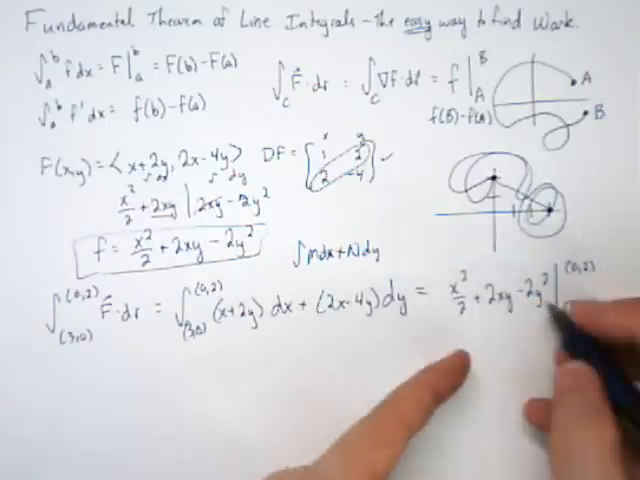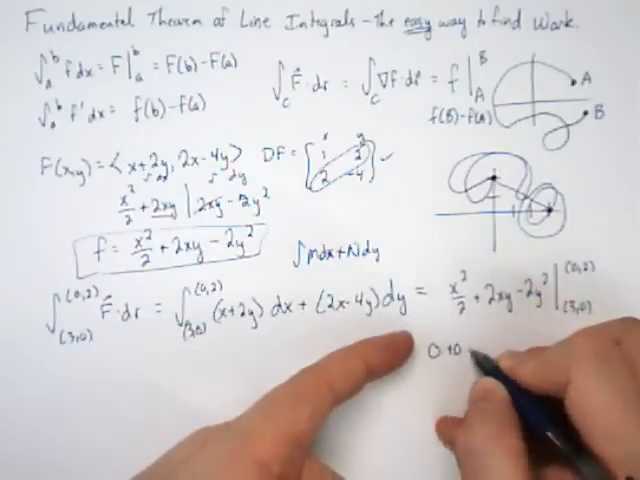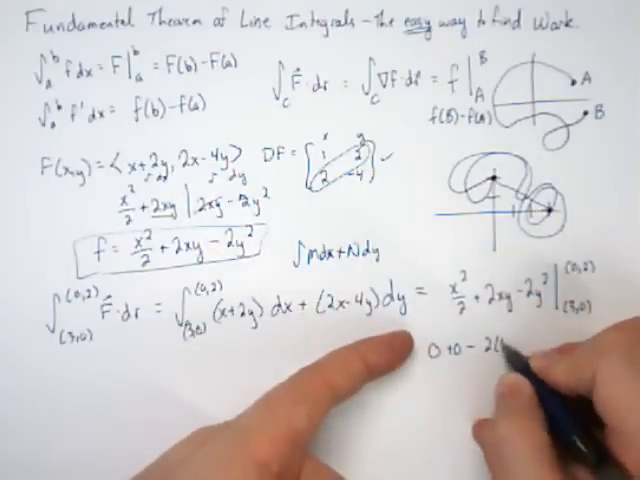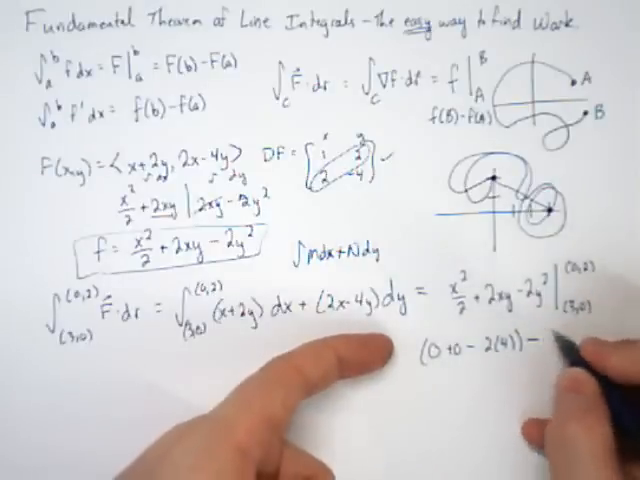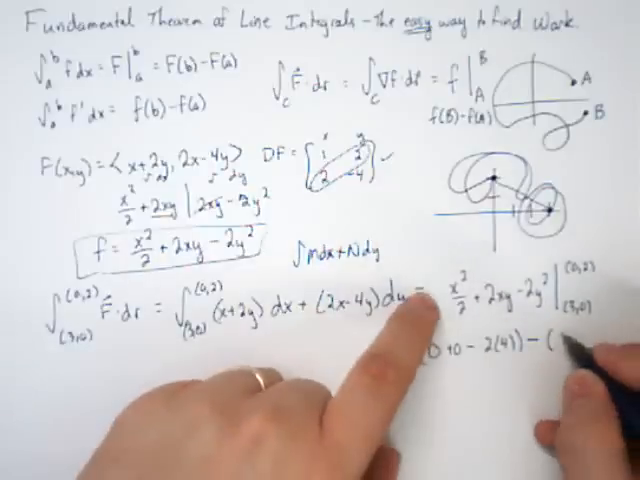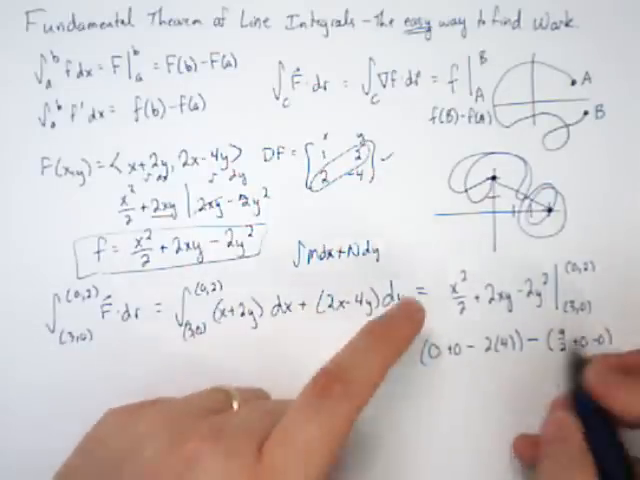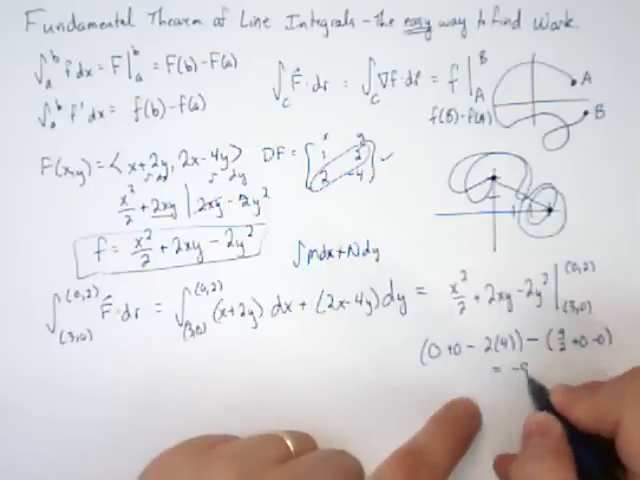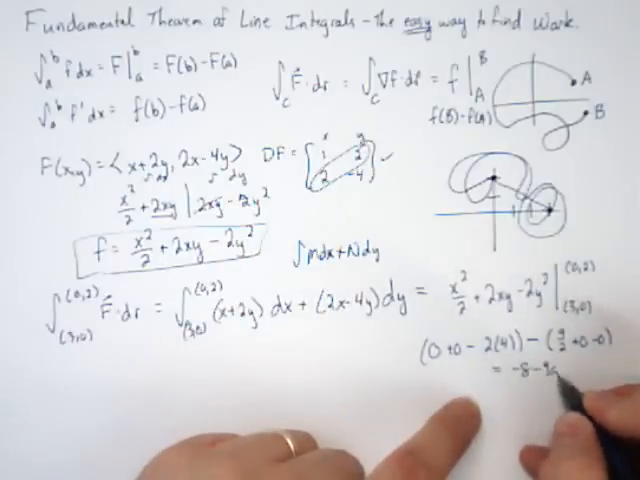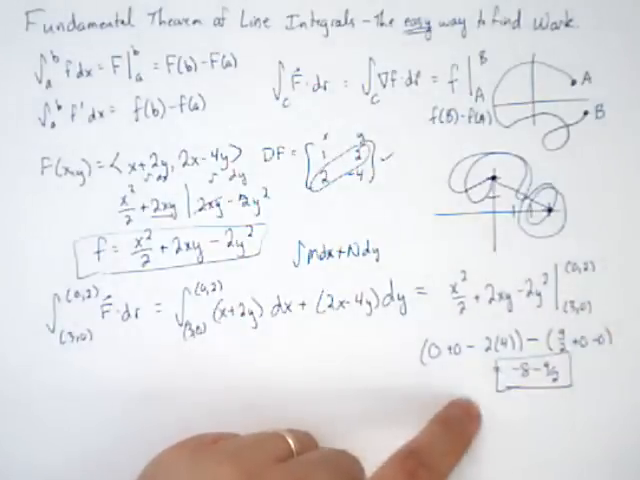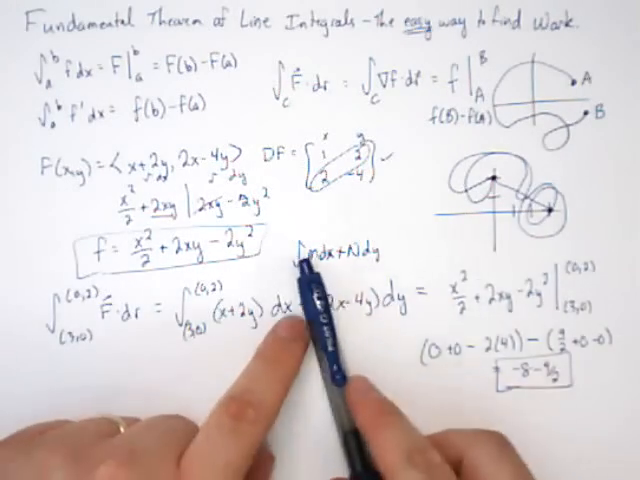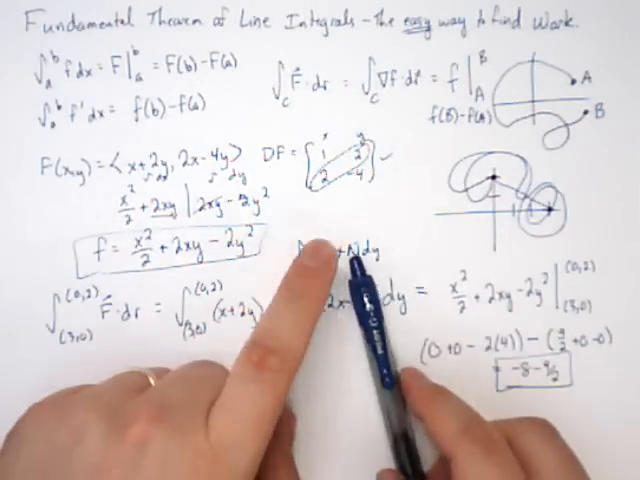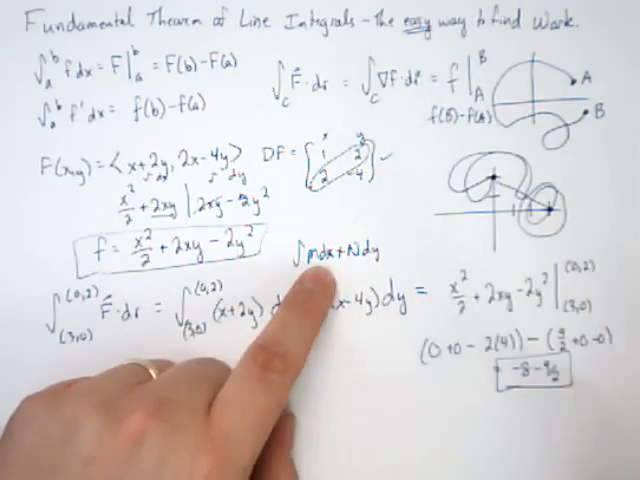Well, let's just plug (0, 2) in. If you plug in 0, you get 0 plus 0 minus 2 times 2 squared over 2, which is 8. Now I've got to subtract what happens when I put (3, 0) in. So that would be 9 halves plus 0 minus 0, which means it's minus 8 minus 9 halves. That's it. Did we have to parameterize a curve? Did we have to do any of the parts involved with parameterization? No, not at all. Find a potential, plug in the endpoints.